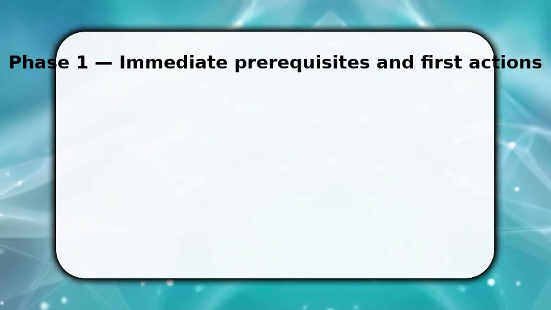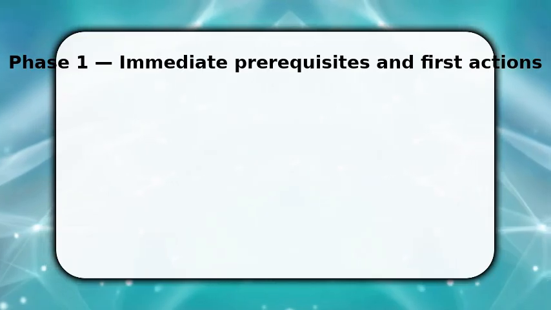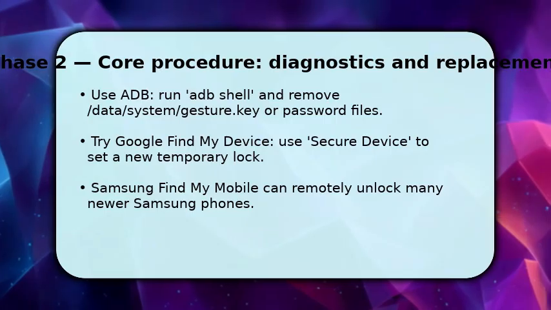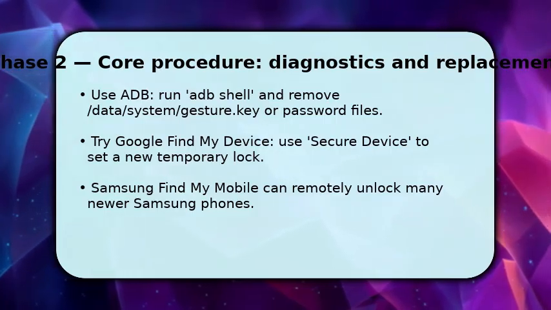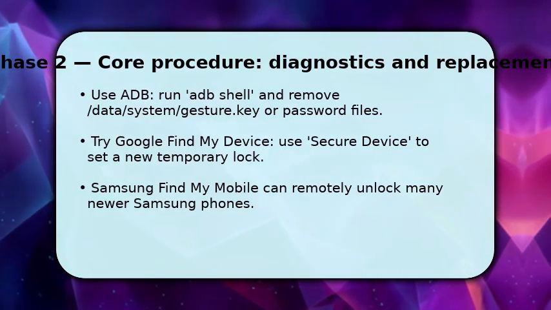No reset yet. If USB debugging is active, you'll use ADB commands to remove the lock files. This works because Android stores PIN/pattern data in /data/system. Removing those files forces a lock reset without erasing data.